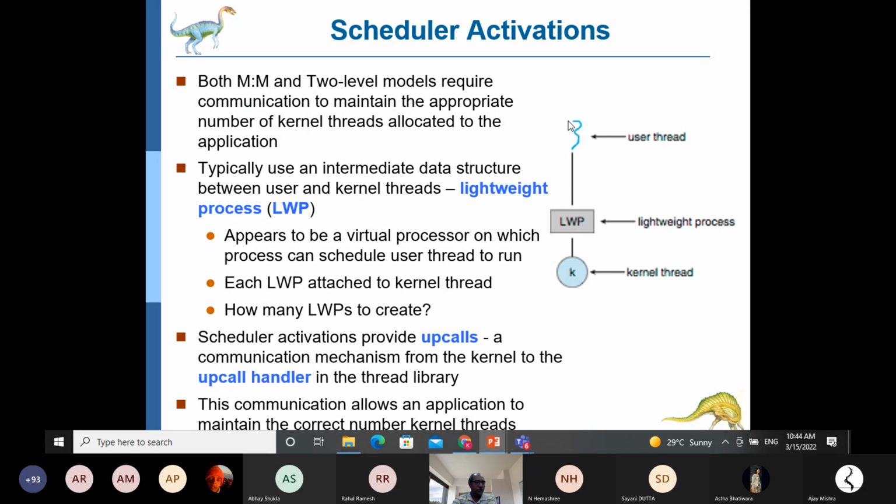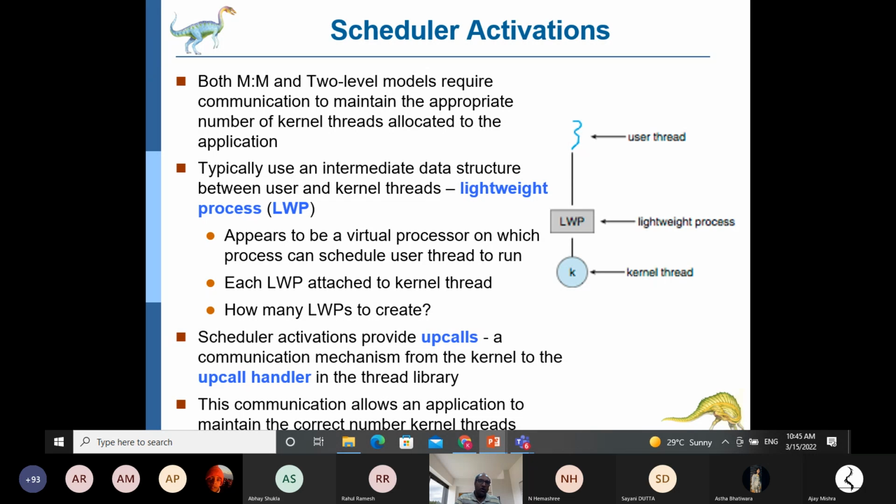Yeah, then coming to the scheduler activations. Scheduler activation is applicable, as I mentioned, in the case of many-to-many models, where the number of threads in the user space is usually more than the number of threads supporting them at the kernel level. For example, the user program may create 10 threads, whereas the kernel may support those 10 threads with maybe 2 or 3 threads, very few threads.